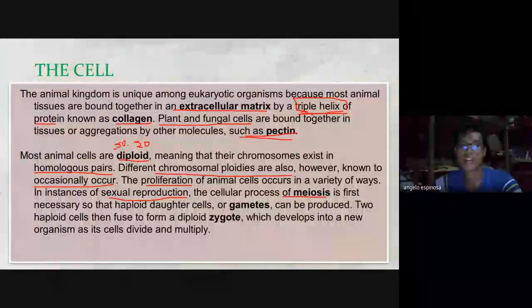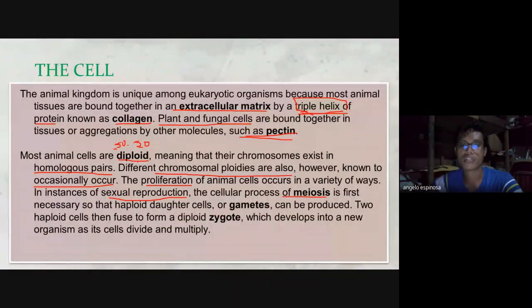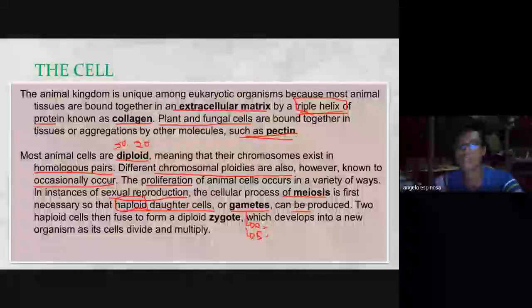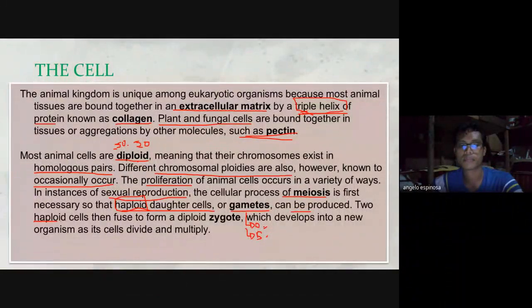So it's first necessary to produce the haploid daughter cells. When we say haploid, we have diploid, right? And we have haploid, which is 25%, or gametes. When you talk about gametes, that is ovum and spermatozoa. Okay, so they are not fertile yet. Two haploid cells then fuse to form a diploid zygote.